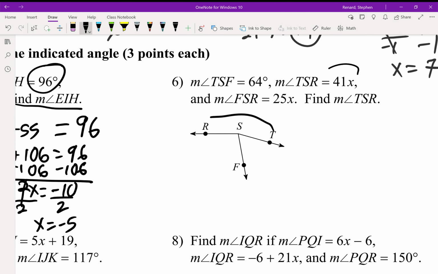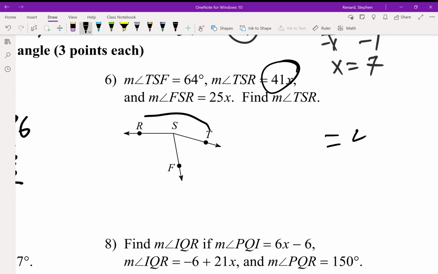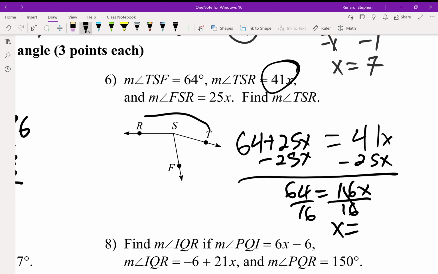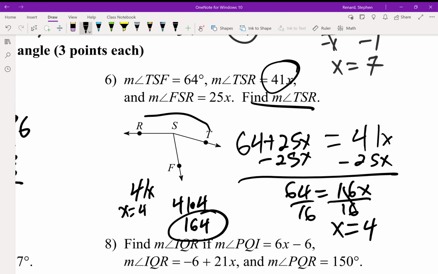TSR. TSR is 41x, so we know this adds up to 41x. Add the other two, 64 plus 25x. Subtract 25x because we got to put our like terms together, and we get 64 equals 16x. Divide both sides by 16, and we get x equals 4. Okay, now we're asked to find the measure of TSR. So we go 41x, we know x equals 4. So we're going to go 41 times 4, or 164. And that's our answer.